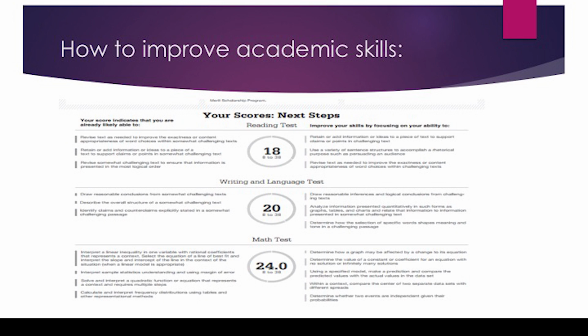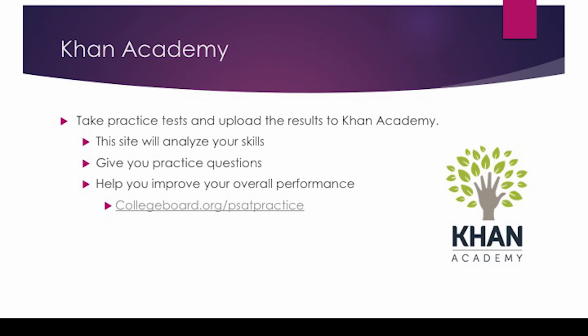Now that you know how to read your test scores, we want you to know what you can do to improve these scores. Part of your results report includes an overview of what skills you know well and what skills need improvement. On the left side, you will see the skills that you most likely already possess. On the right side, you will see a list of skills that need improvement. So how do you go about improving your test scores? The best way is to prepare by taking practice tests through Khan Academy. Once you set up an account, you can upload your test results from College Board. This site will analyze your skills and focus on the areas in which you need additional help.